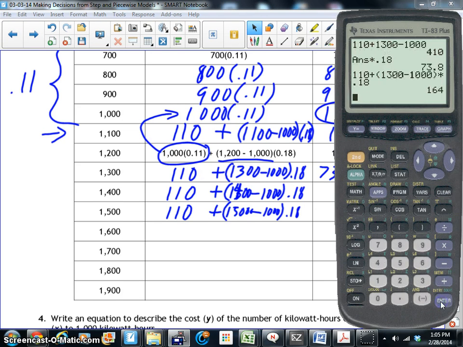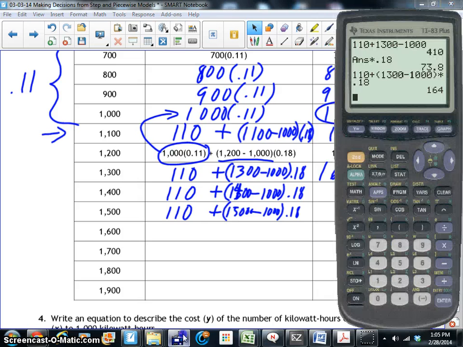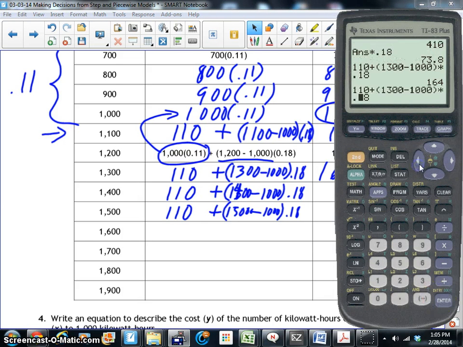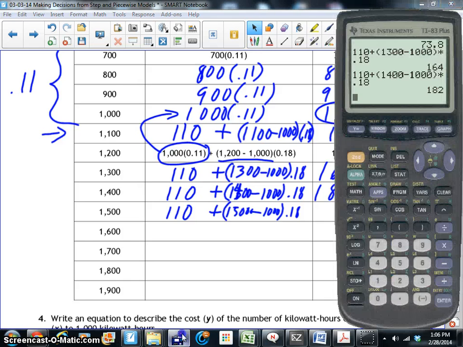A little weird. So 164. That's much better. So 164. Next one. Just need to change this to 1,400. So 182. Or is it 184? Nope.